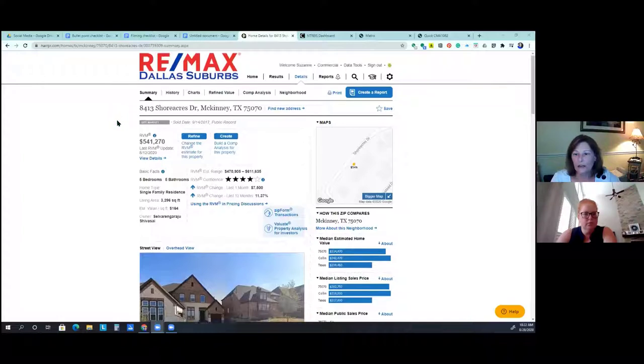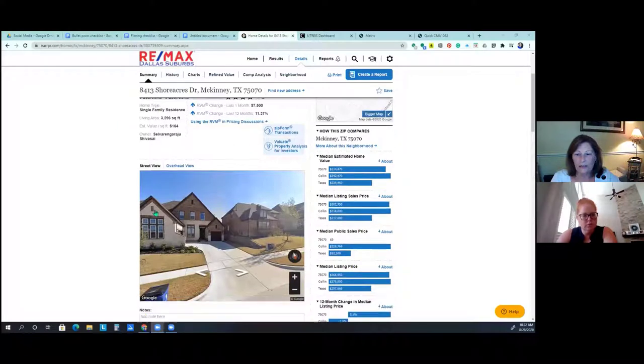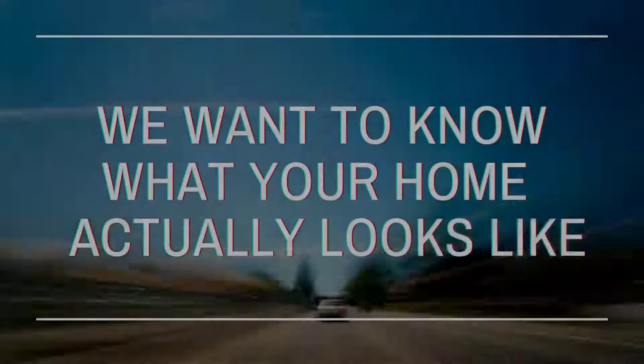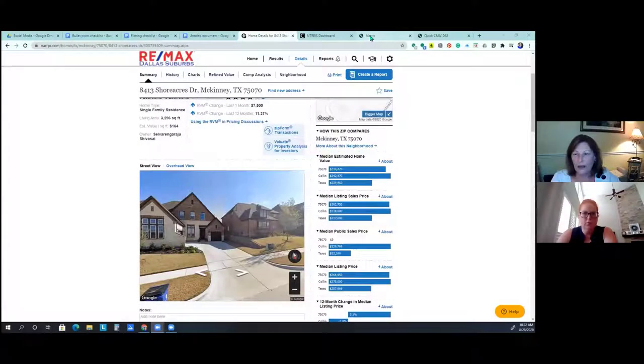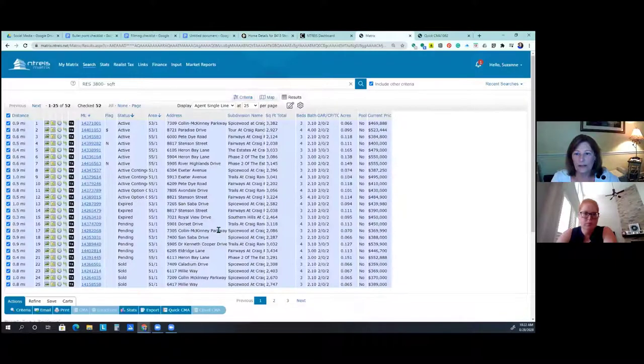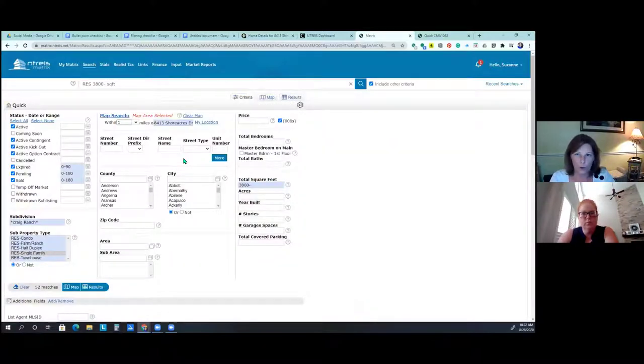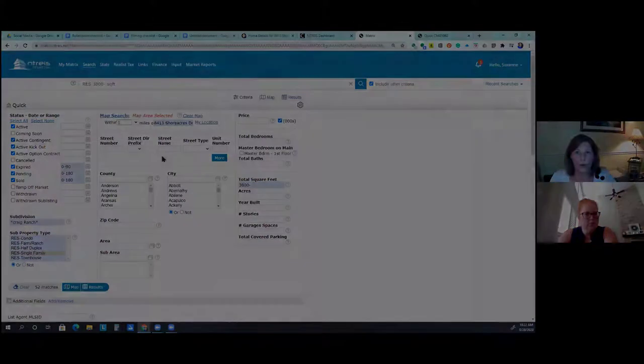And what I look at first is I get an idea of what their house actually looks like. I could go back into MLS. This is MLS right here. And this is everything that is fairly normal for what you're going to see when you go on MLS and you're trying to get a snapshot of what's going on in your marketplace.